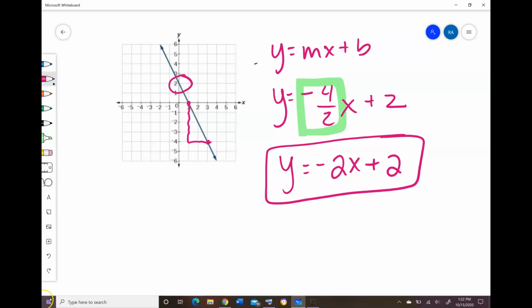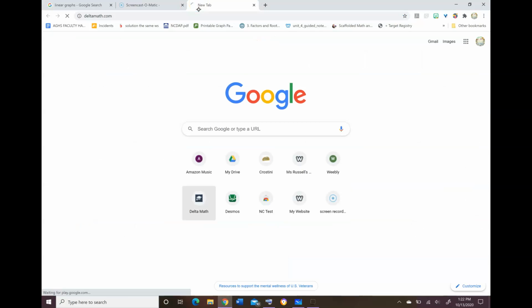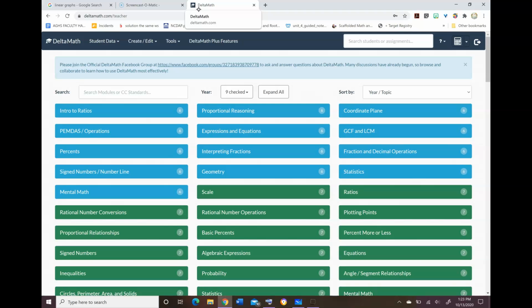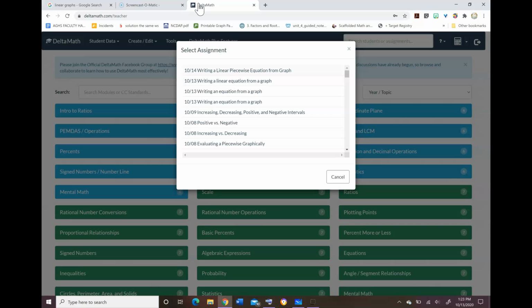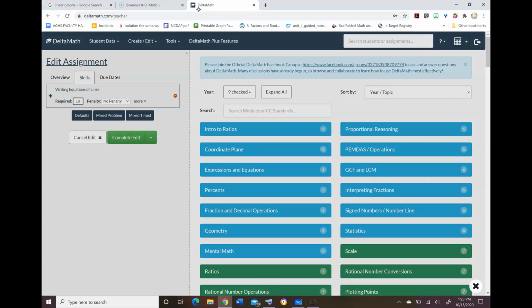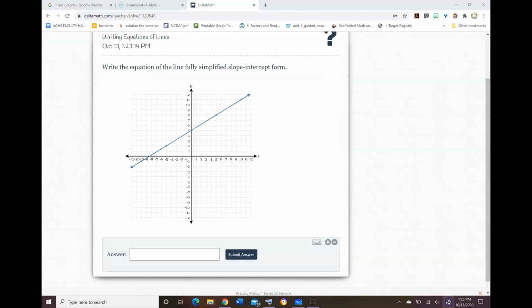Okay? All right, so in Delta Math, you're doing the same thing. I'll actually do one with you. Okay? So let's pull it up. I thought I had it pulled up. Log in. Let's go to this one. I don't know why it takes so much to log in lately. Here we go. Create. Edit. Let's look at today's assignment. All right, so let's do one of these, okay? So I'm going to take a screenshot of it so we can do it, okay? Screen snip.